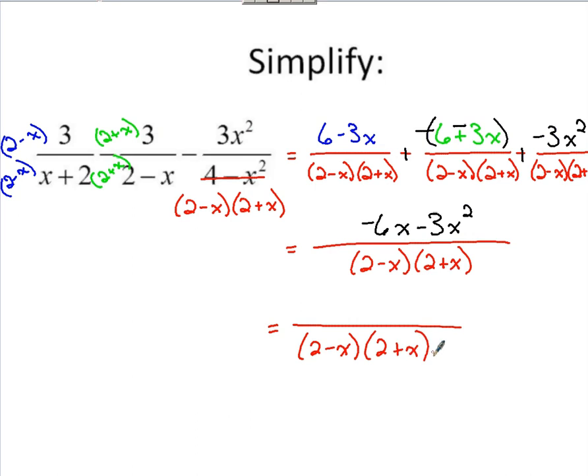But it looks like on top, we have a greatest common factor of, well, we could say 3x, but since they're both negative, let's say negative 3x. You take the negative 3x out. If you do that, you're left with 2 plus just x. And how about that? We've got a couple of 2 plus x's we can divide out of this, meaning all that's left is negative 3x over 2 minus x.